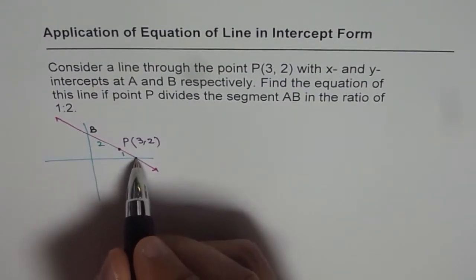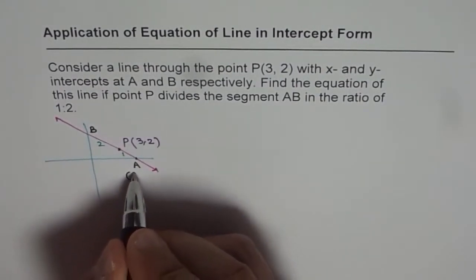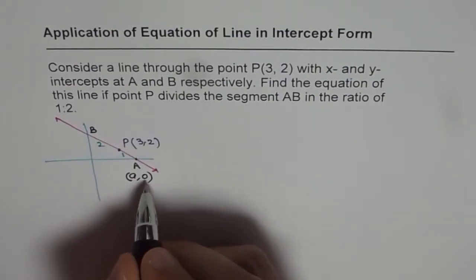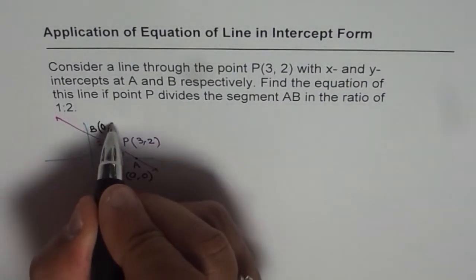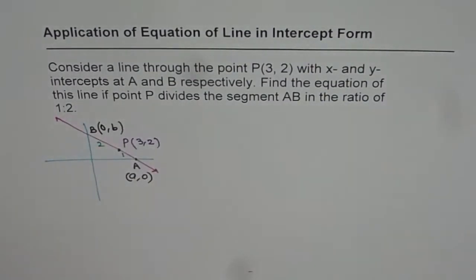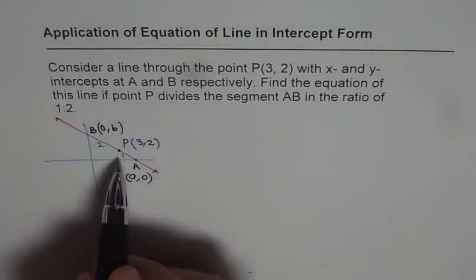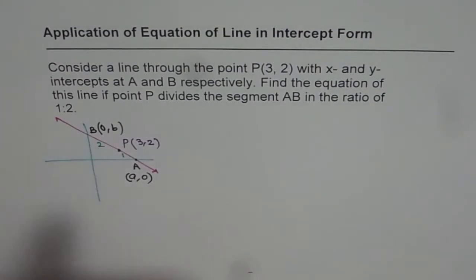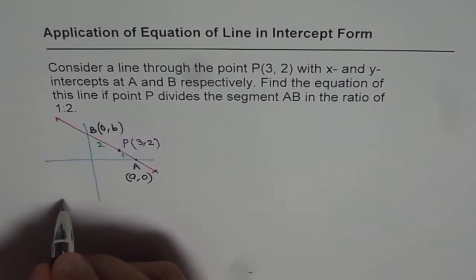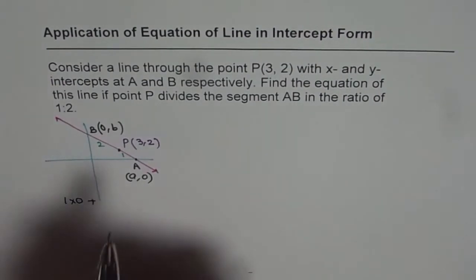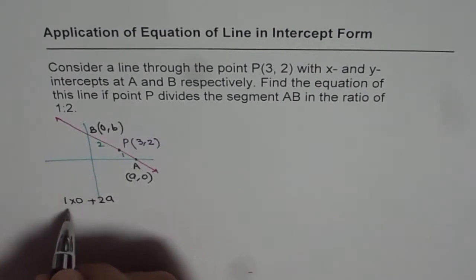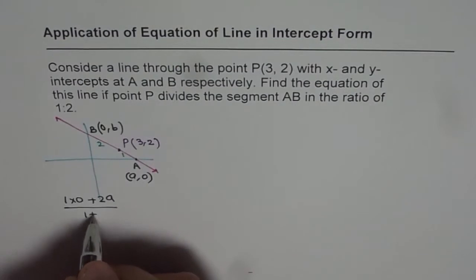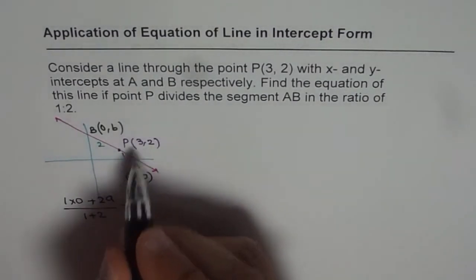Now point A, which is on the x-axis, we could write as (a, 0), where a is the x-intercept. For point B, we can write this as (0, b), where b is the y-intercept. Now in this case, point P is dividing in the ratio of 1:2, and therefore (1 times 0 plus 2 times a) divided by (1 plus 2) should be equal to the x value of P, which is 3, right?